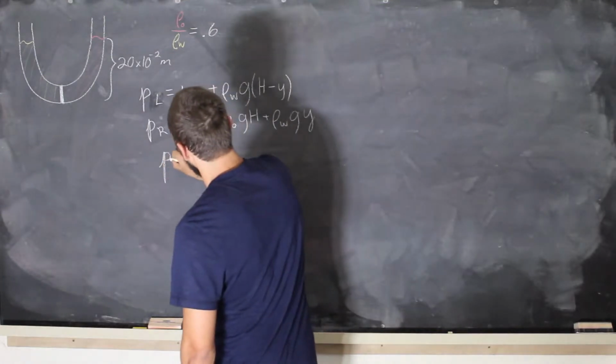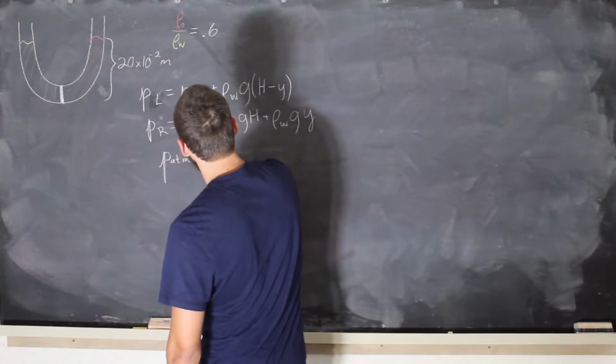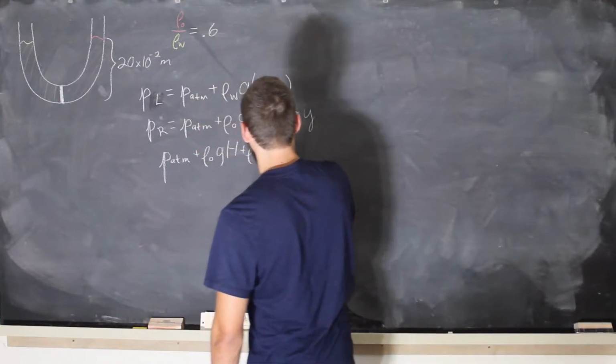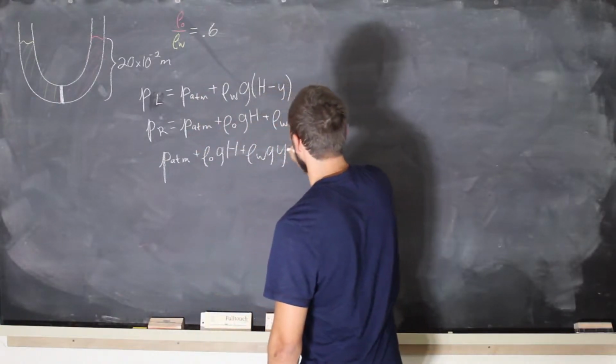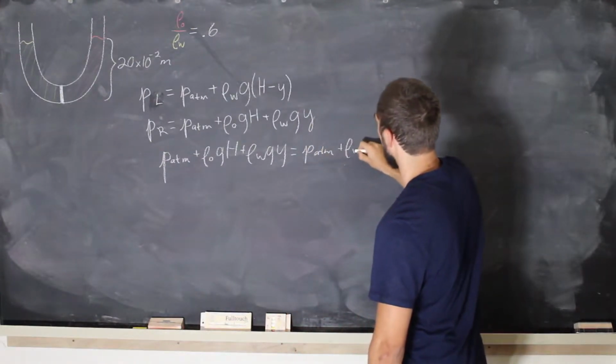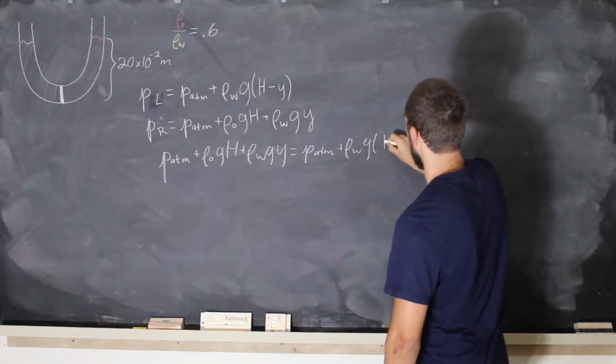So we're going to have P atmosphere plus rho oil g H plus rho water g y is equal to P atmosphere plus rho water g (H minus y).